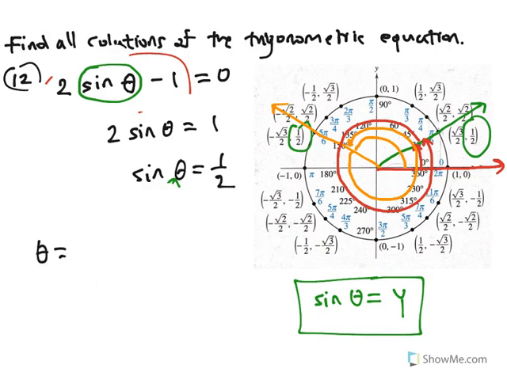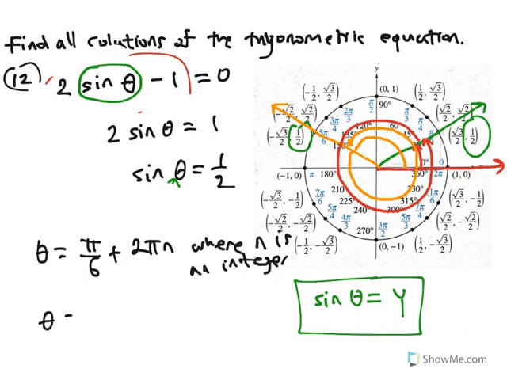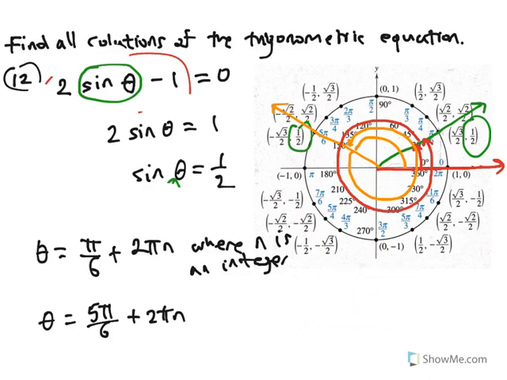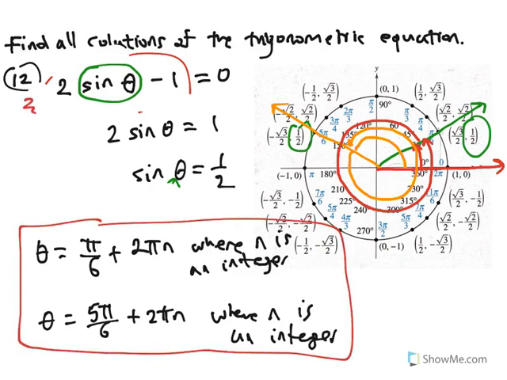So theta can be pi over 6 plus any of its coterminal angles given by 2 pi n, where n is an integer. Theta could also be 5 pi over 6 plus any of its coterminal angles. So that's why I write the 2 pi n, where n is an integer. So that's it. We're done with this problem. These are the solutions. And that tells you all solutions of that trigonometric equation.